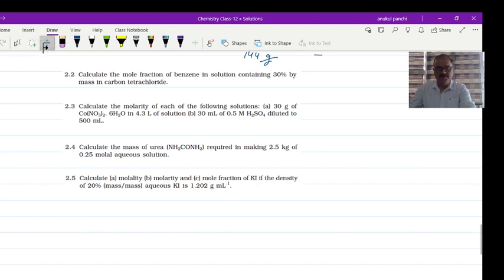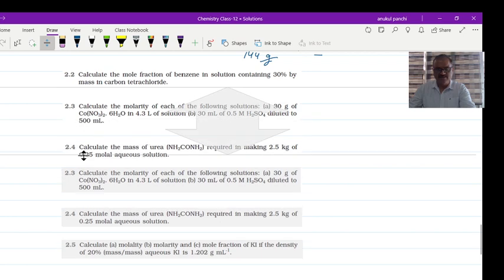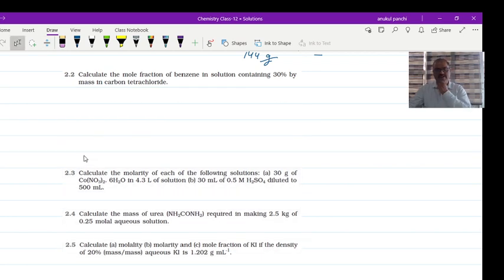Calculate the mole fraction of benzene in a solution containing 30% by mass in carbon tetrachloride. Okay, you are given mass percentage and you have to calculate mole fraction. So what is given? Benzene is 30% by mass in carbon tetrachloride.